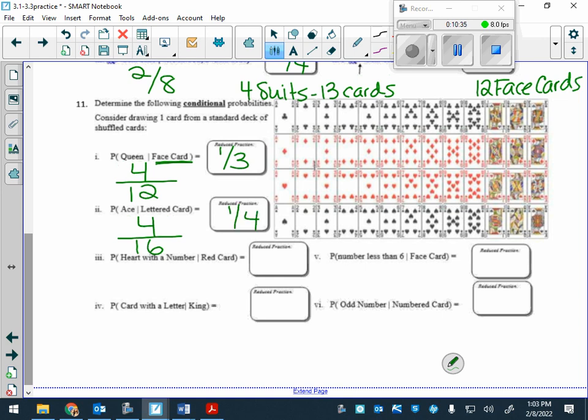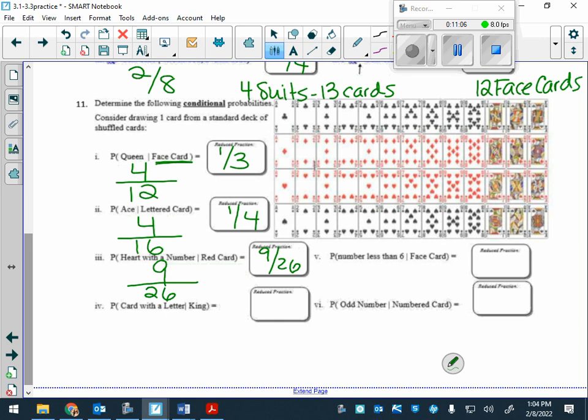Okay. And number 3, probability a heart with a number given you have red cards. So how many red cards are there? Liam? 26. Out of those 26, how many of them are hearts with numbers? 9. Excellent. Okay. And the next one.